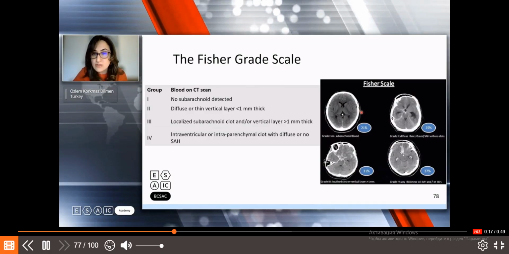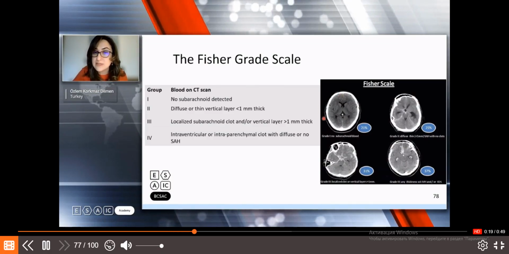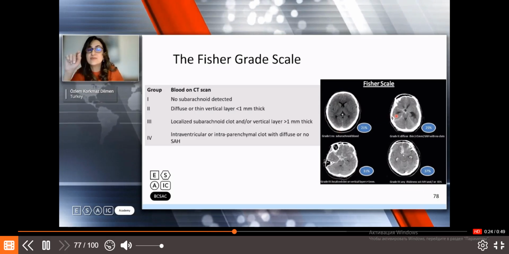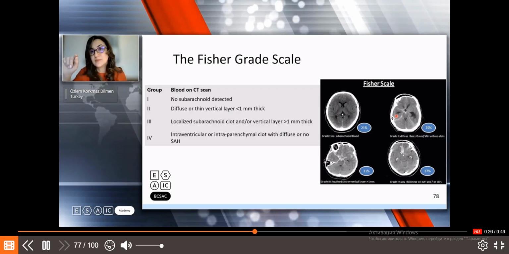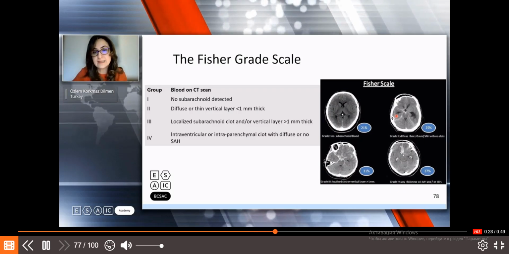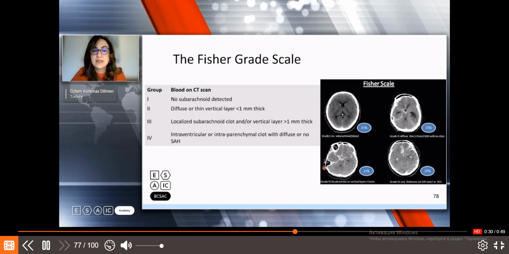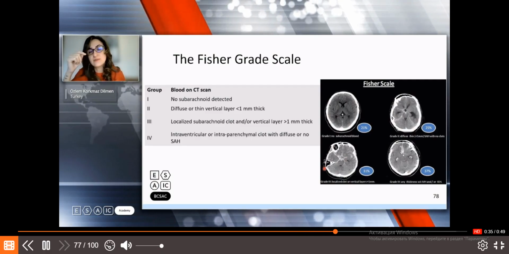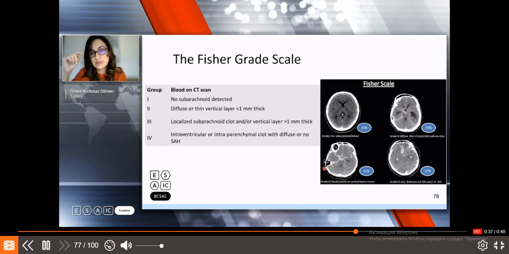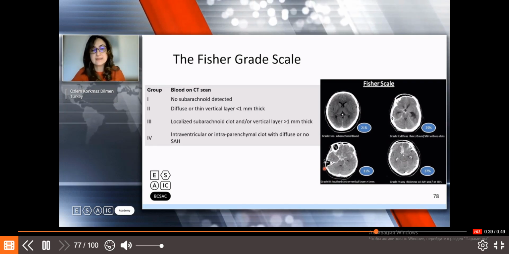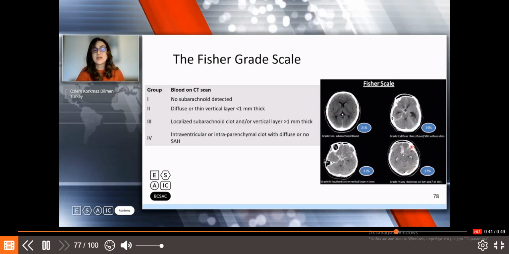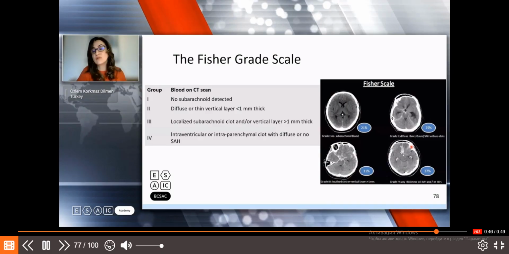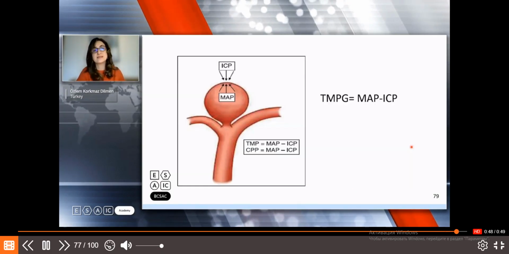In grade 1, as you see here, there is no subarachnoid blood detected. In grade 2, a diffuse or thin vertical layer less than 1 millimeter thick of blood is detected. In grade 3, localized subarachnoid clots or a vertical layer more than 1 millimeter thick of blood is detected. In grade 4, intraventricular or intraparenchymal clot with diffuse or no subarachnoid hemorrhage is detected.